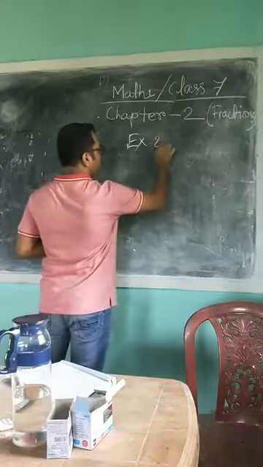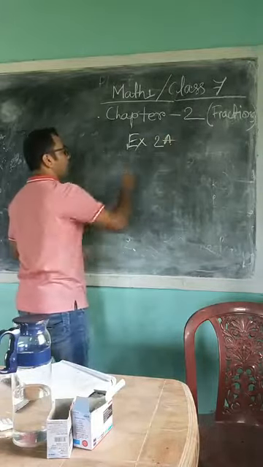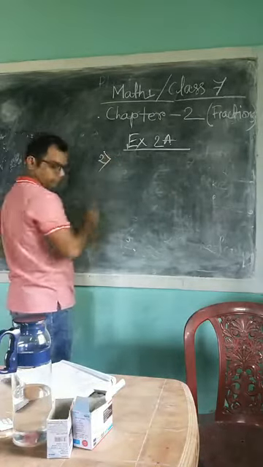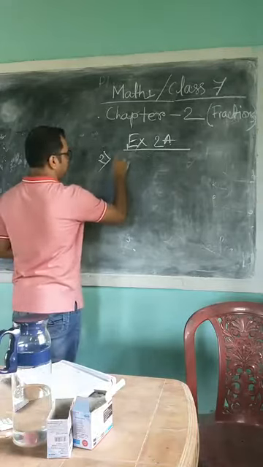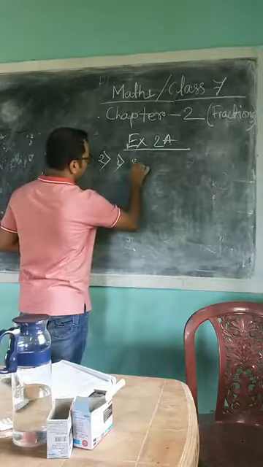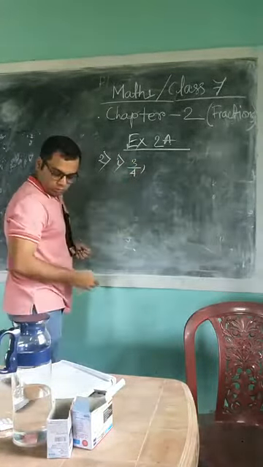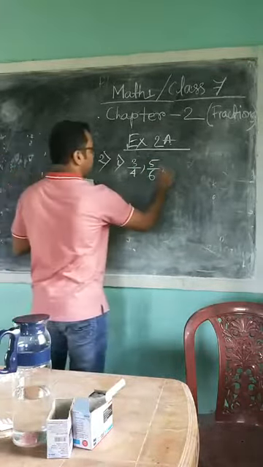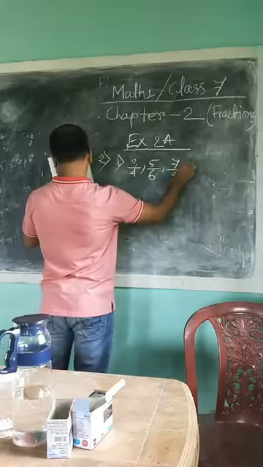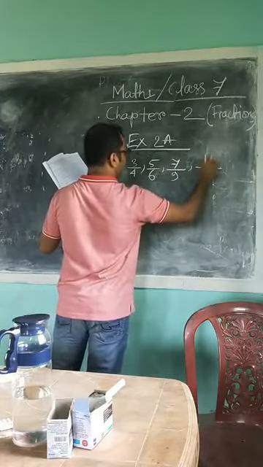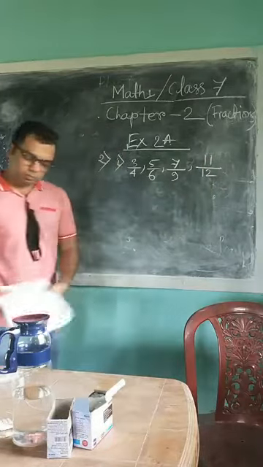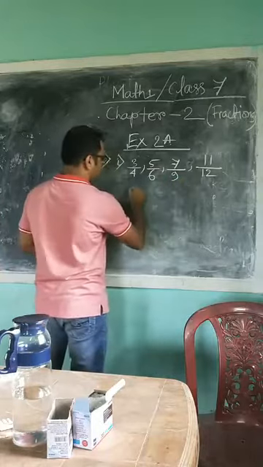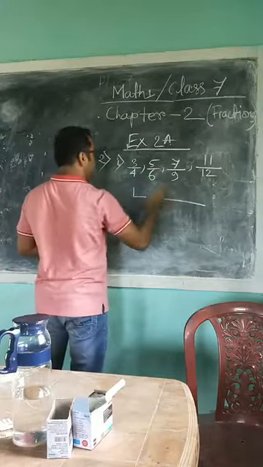Exercise 2A, number 2, Roman 1: 3 by 4, 5 by 6, 7 by 9 and 11 by 12. So we have to find the LCM of these 4 numbers.